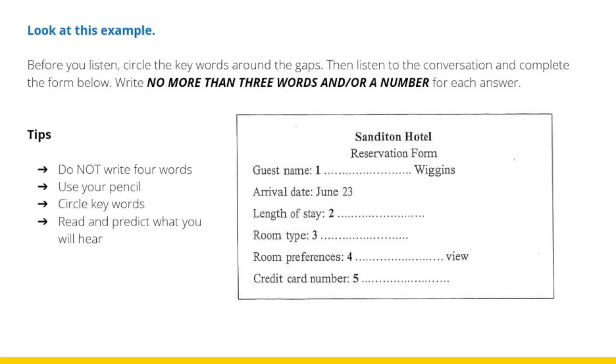And the last point we have, it's number 5, which is going to be credit card number. As you remember, we discussed previously about the numbers and different ways we can say the numbers. So you have to make sure you know all the different ways how numbers can be said, and you are listening carefully for these numbers. Important tips here to remember are not to write 4 words, because here in the IELTS test you are being asked to write only 3 words. You have to make sure you are using your pencil, then circling the keywords and reading and predicting what you are going to hear in your recordings.